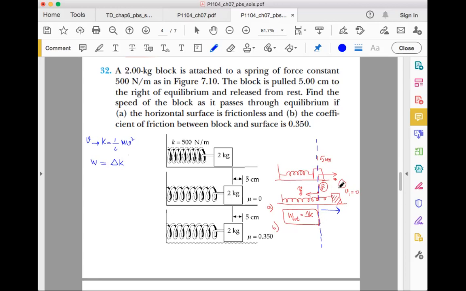So the first position would be the initial position when the block was 5 centimeters from its equilibrium to the right. And at this position, we know that Vi is equal to 0 for the simple reason that the block was released from rest. And the final position that we are looking for is the time when the block passes through this equilibrium position and where it has this speed V. So we call it V initial is equal to 0, V final is equal to the value that we are looking for. These are the initial and the final state of the system, and we are going to apply the work kinetic energy theorem, W is equal to delta K.